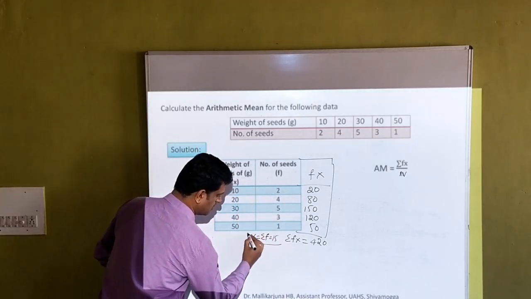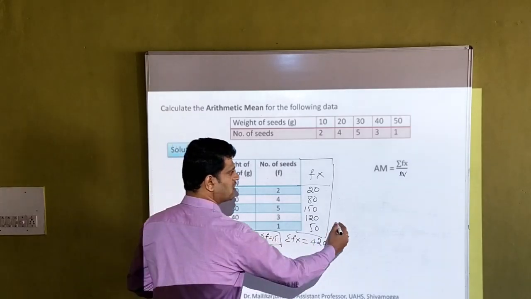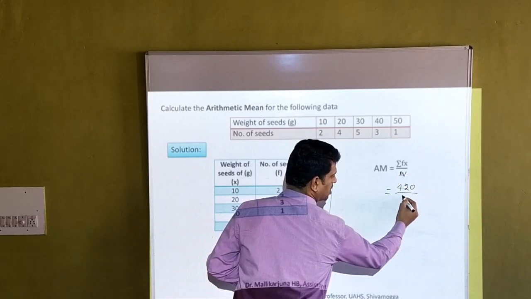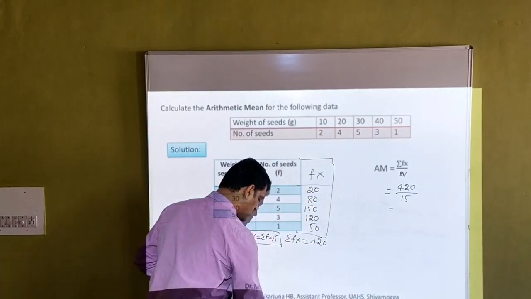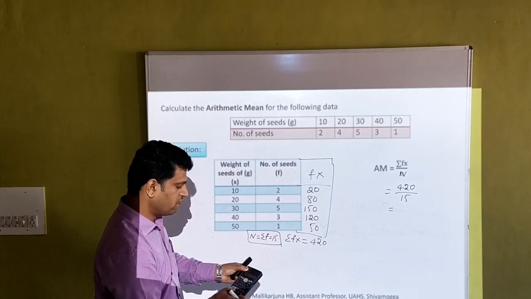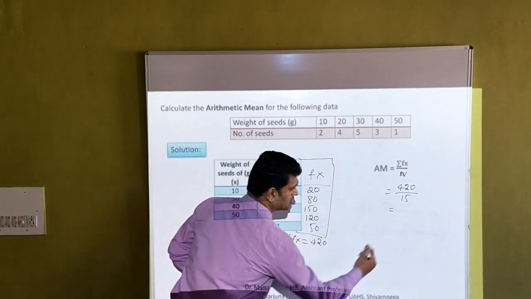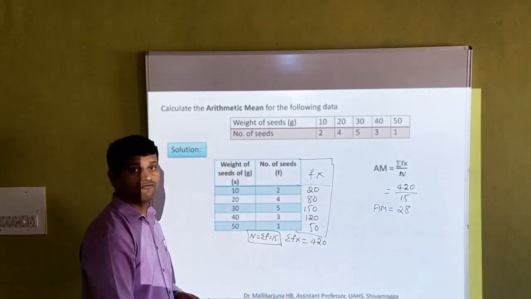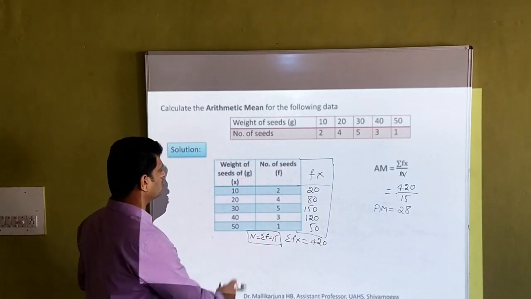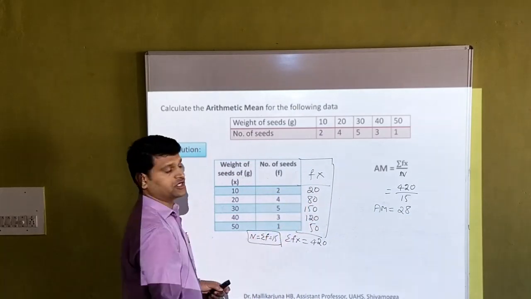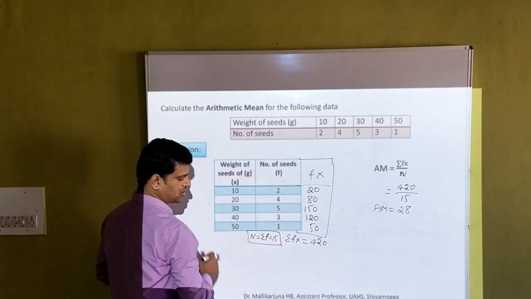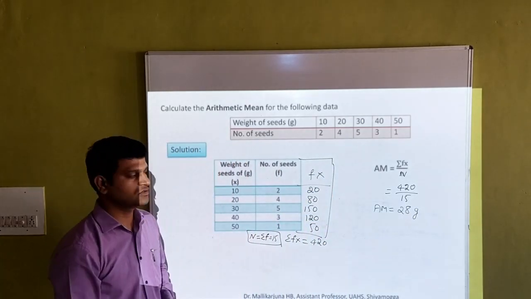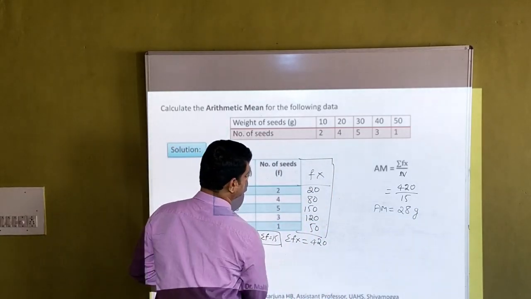So for this formula, summation of fx is 420 divided by capital N, which is 15. 420 divided by 15 is 28. AM is 28. With the value we have to write the unit. The observations are in grams. That's why AM is 28 grams.